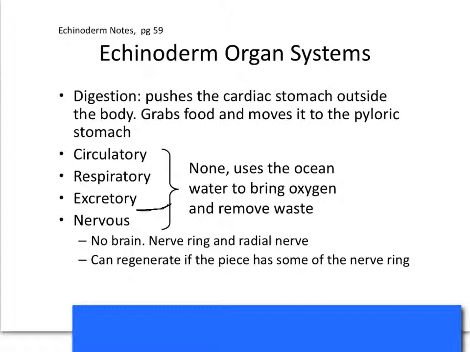Kind of an advantage of not having cephalization, can't get decapitated. With that, that ends our notes on echinoderms.